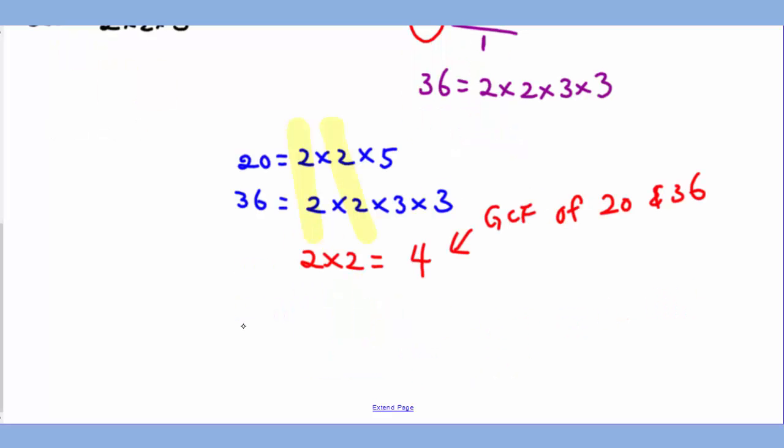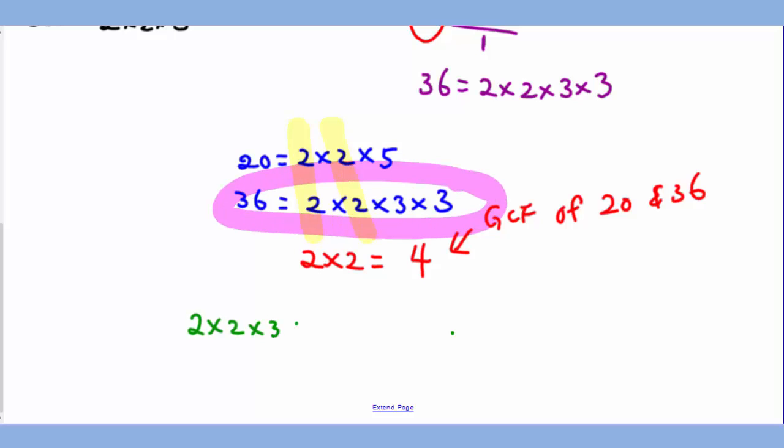Since LCM is a common multiple amongst 20 and 36, it has to include all the factors of the numbers. So the longest factor string right here is 36, and we will begin with that, which is 2 times 2 times 3 times 3, and then we will add on anything that has not been listed from 20, which in this case is 5, and you're done. This will be the LCM.